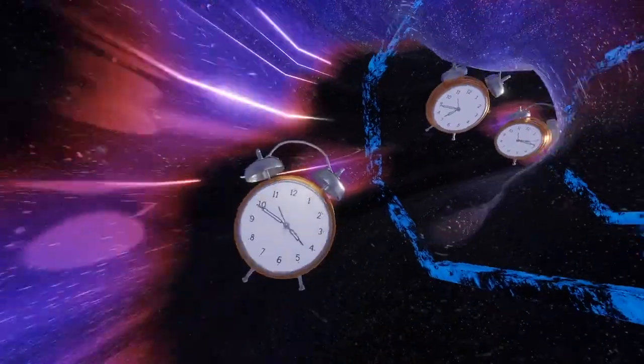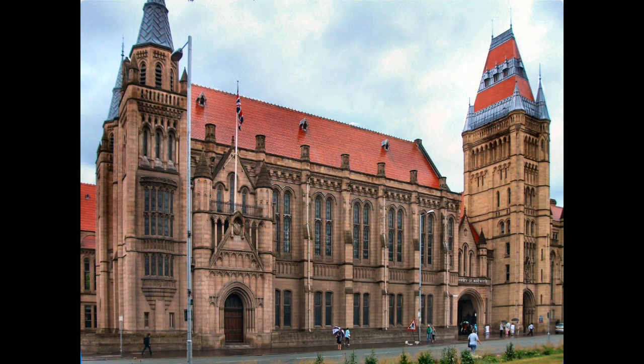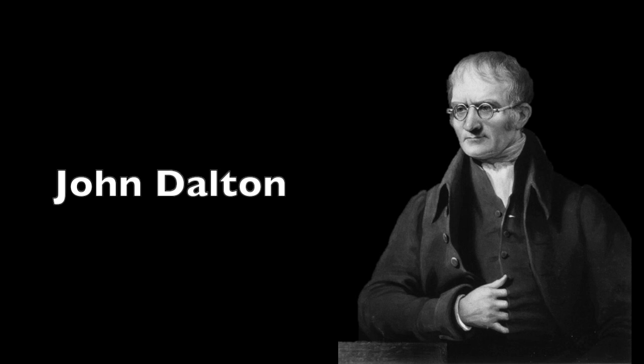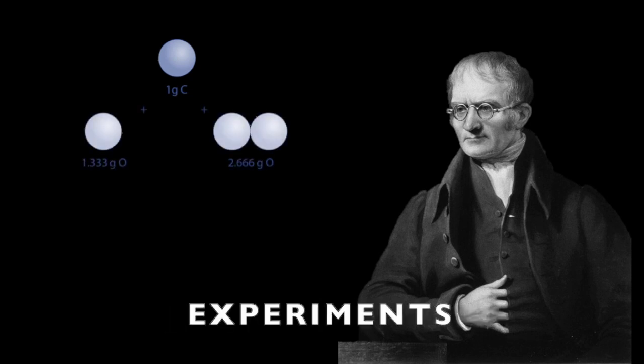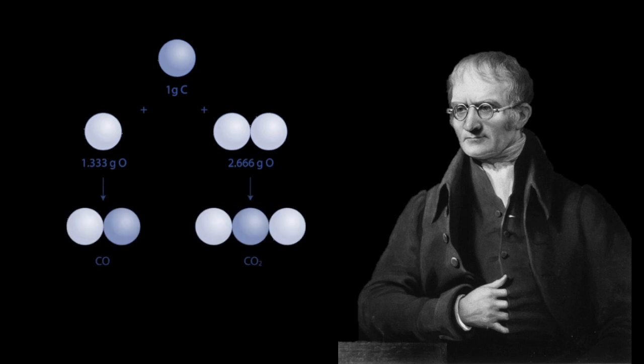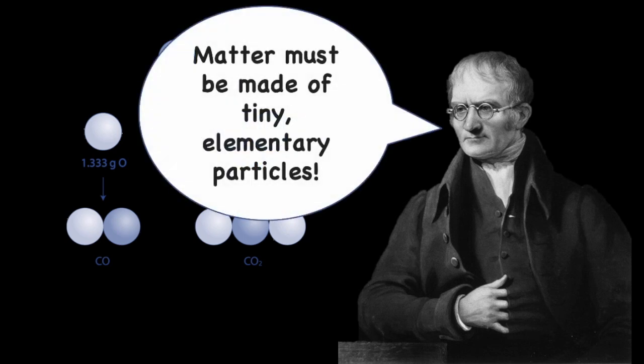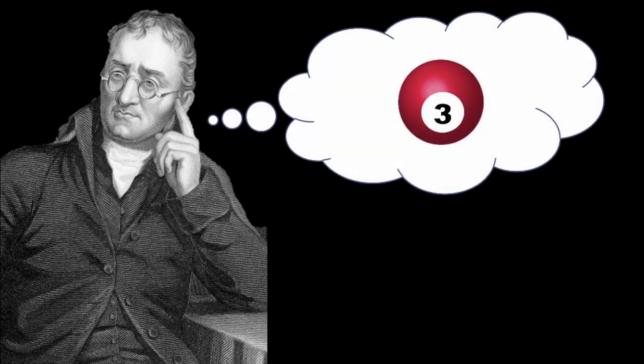Fast forward to about 1808. John Dalton, an English chemist, is about to revive atomic theory. Unlike Democritus, Dalton will use the scientific method. He does many experiments looking at properties of gases and properties of compounds, and he looks at how elements combine during chemical reactions. And he comes to the conclusion that matter must be made of tiny elementary particles. Of course, because he cannot see them, he does not know exactly what these particles look like, but he imagines them as tiny round balls, like billiard balls.